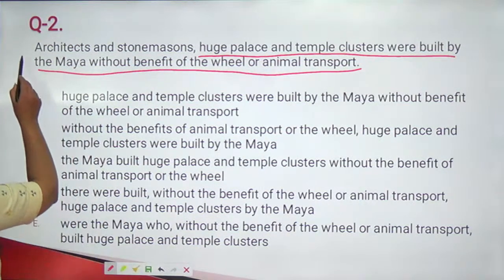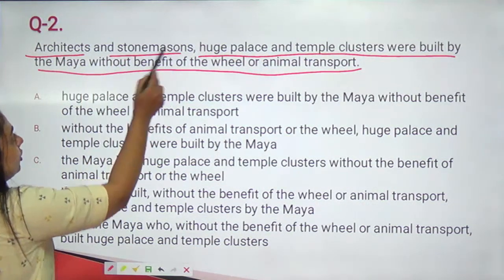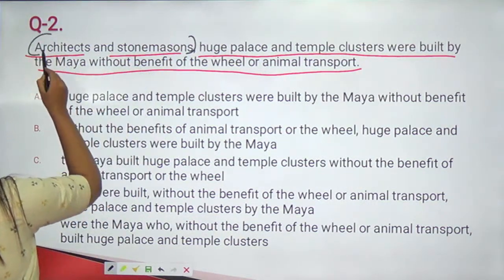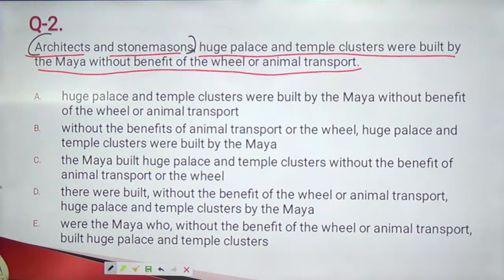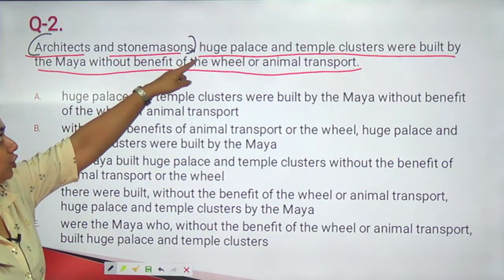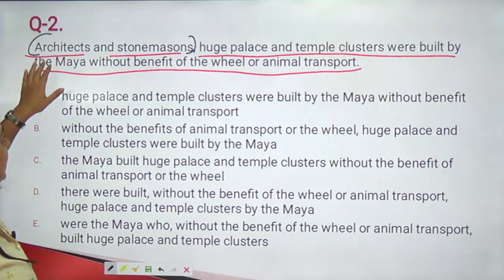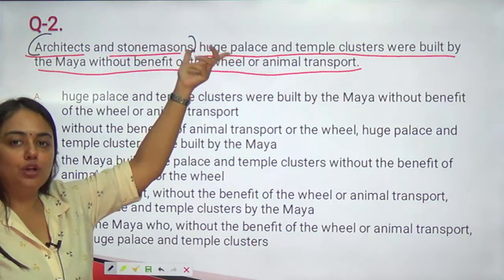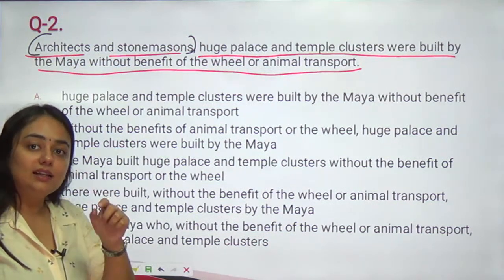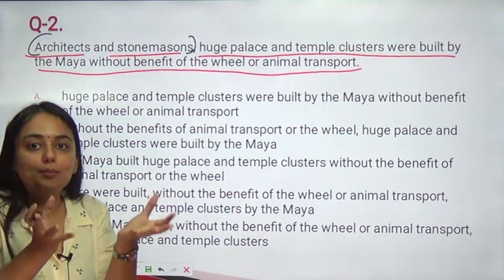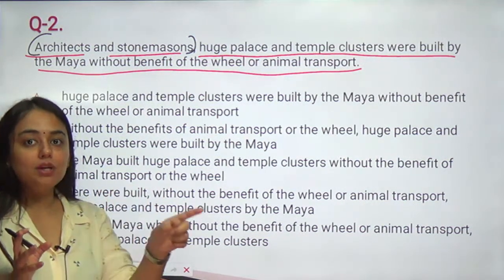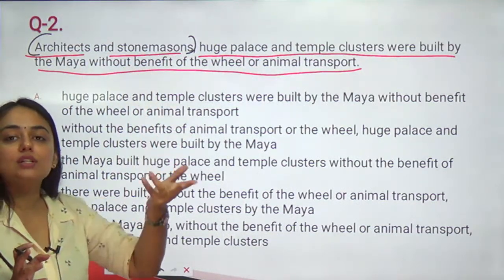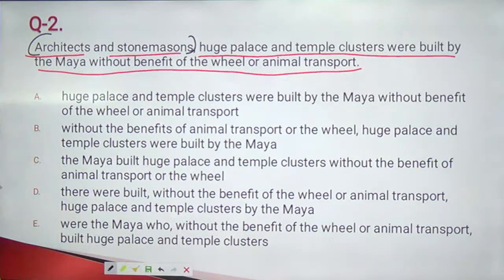So here you are calling someone architects and stonemasons. Who are we calling architects and stonemasons? The Maya people, right? So after the comma, shouldn't you be directly using Maya? Now when I read this, architects and stonemasons, huge palace, it's as if it's used for huge palace and temple. But architects and stonemasons is used for the Maya people. So after the comma, you immediately have to tell who you used these adjectives for. We used it for the Maya people.